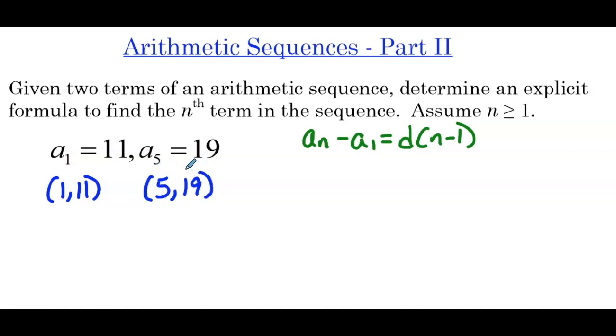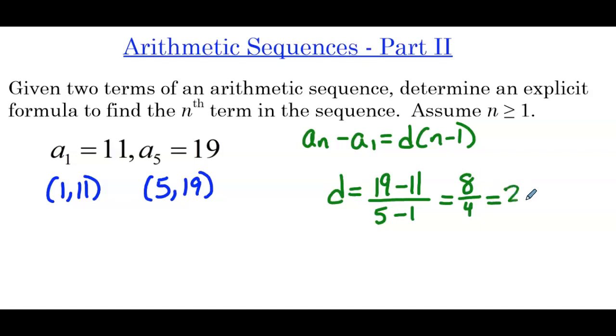So since we've expressed both terms as points, to find the common difference, we're going to find the slope between those 2 points. So 19 minus 11 over 5 minus 1. So that's 8 over 4, which is equal to 2. So our common difference is 2. And we have 2 points. We can choose either of them to write our explicit formula with. We'll use the first term since that's simpler.